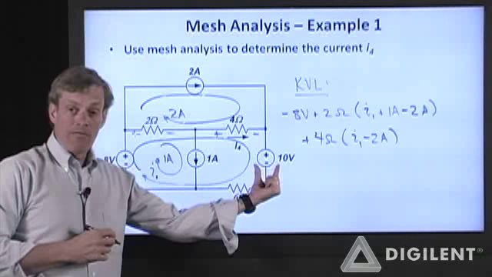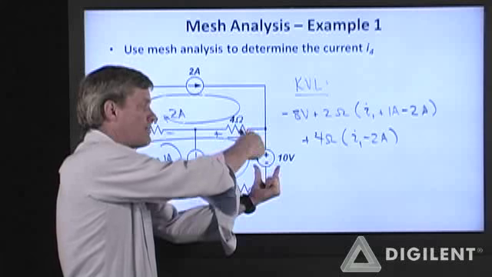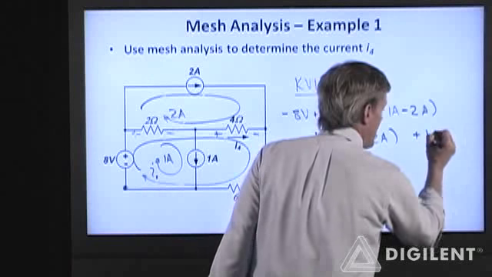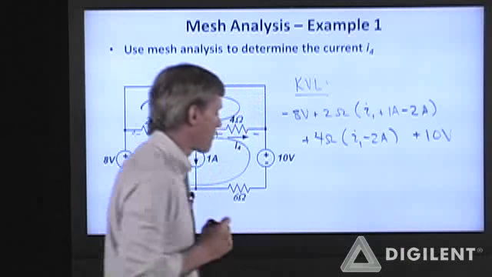Now I have this 10 volt source. As I'm going clockwise, I see the positive terminal first. So I have a plus 10 volts.